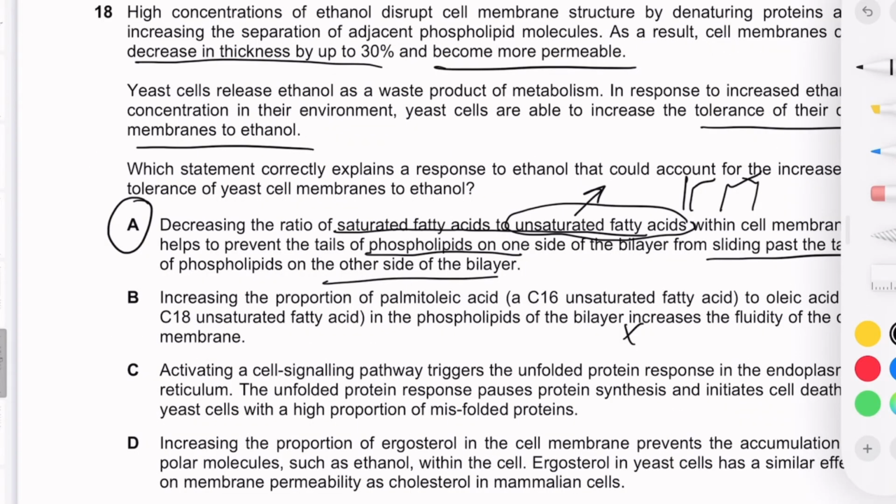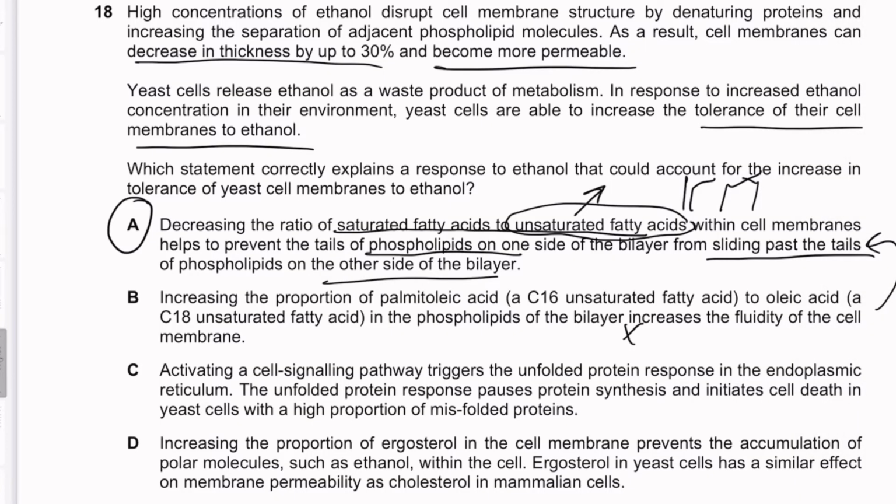Activating a signaling pathway triggers the unfolded protein response in the endoplasmic reticulum. The unfolded protein response pauses protein synthesis and initiates cell death in yeast cells with a high proportion of misfolded proteins. Okay, this does not show that they're actually more tolerant to ethanol. This shows that they're actually dying because of ethanol.